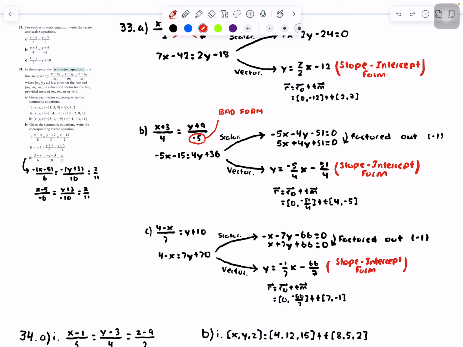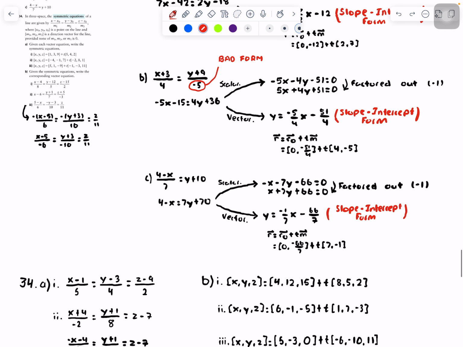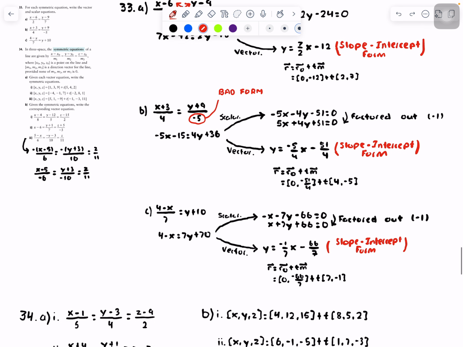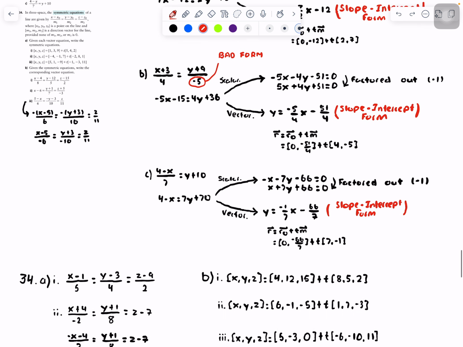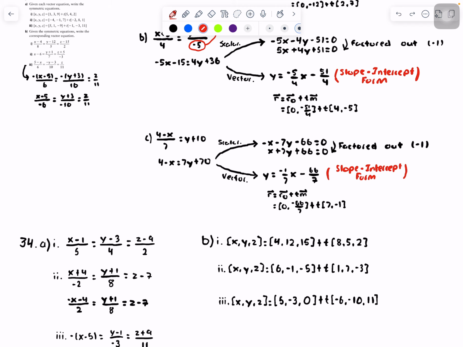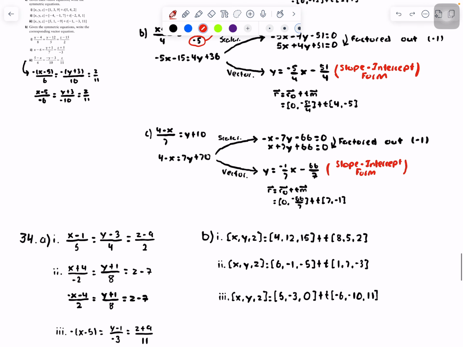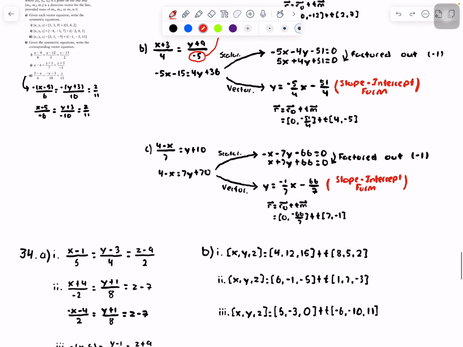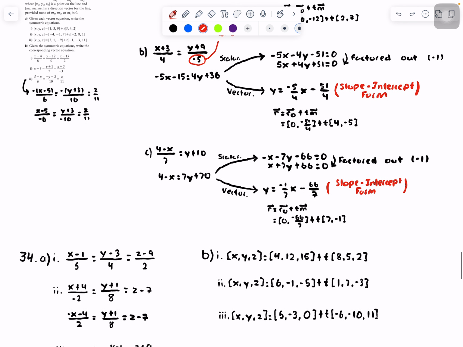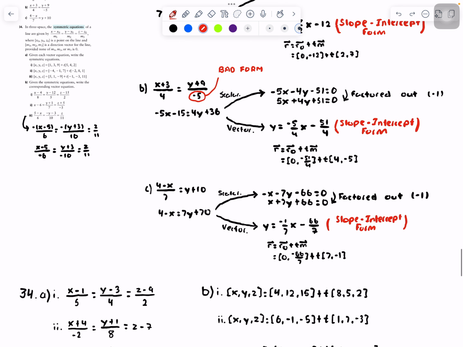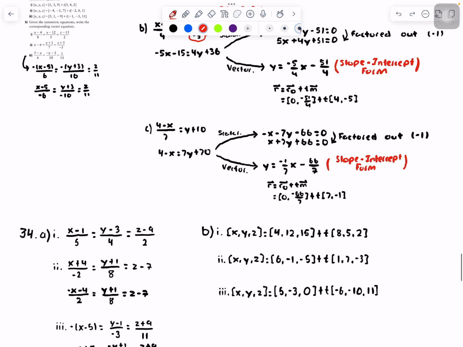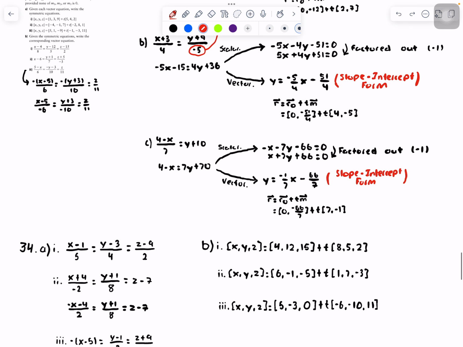Given each vector equation, write the symmetric equations. So that's just following the procedure, right? I'm told how to write it, so I'm just going to copy it. I'm given the vector equations, and I'm writing the symmetric equations. What I'm doing, essentially, is just copying the procedure. So how can I show this?